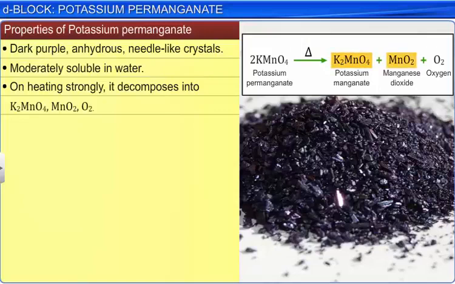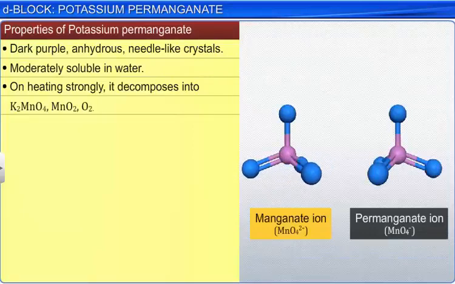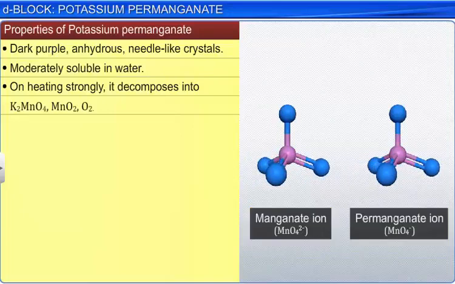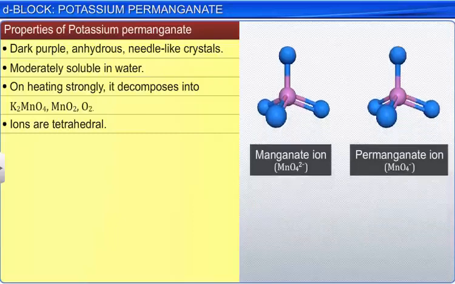The structures of the manganate and permanganate ions are shown here. Both these ions are tetrahedral. Pi bonds are formed by the overlap of the p orbitals of oxygen with the d orbitals of manganese. Note that while the manganate ion is paramagnetic due to the presence of one unpaired electron, the permanganate ion is diamagnetic.